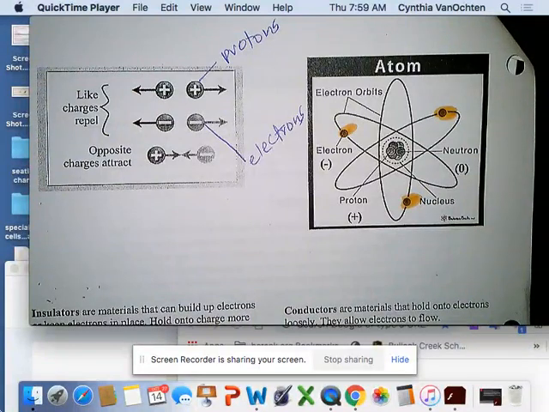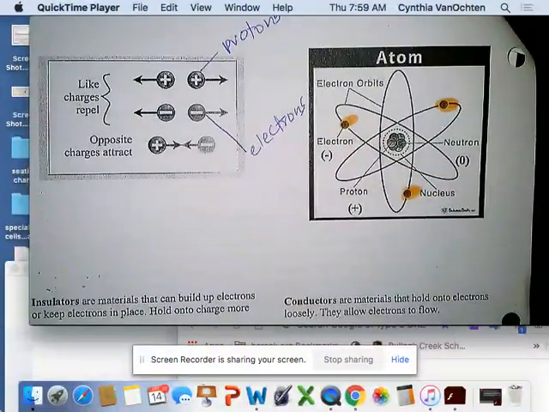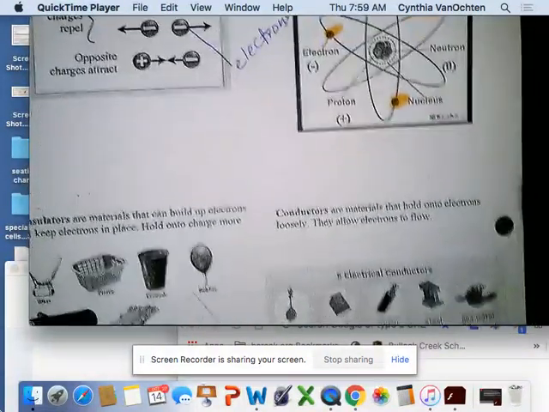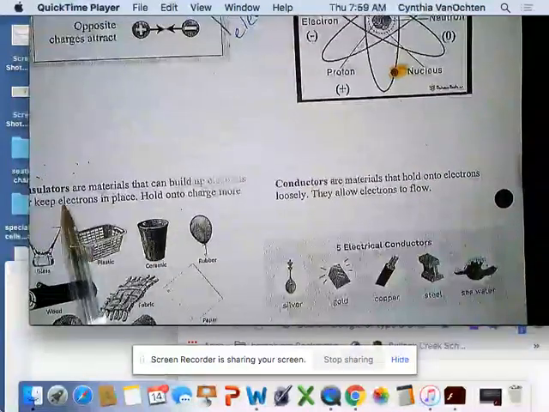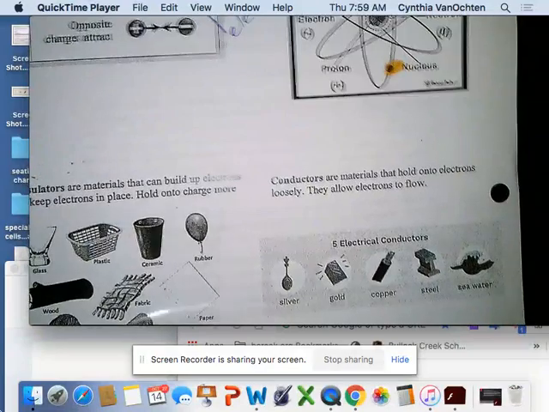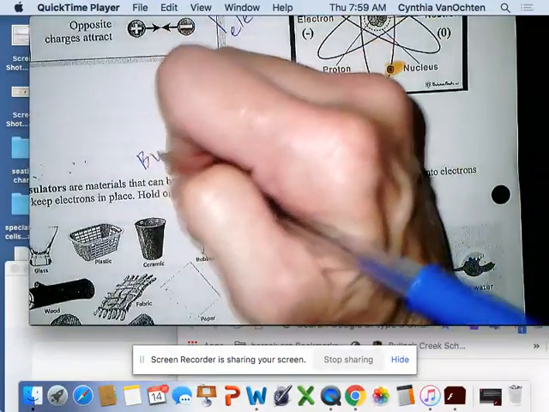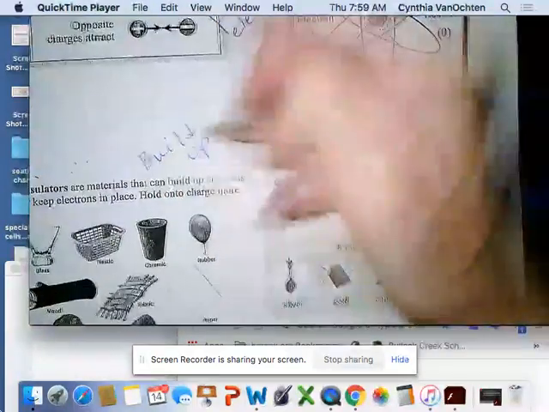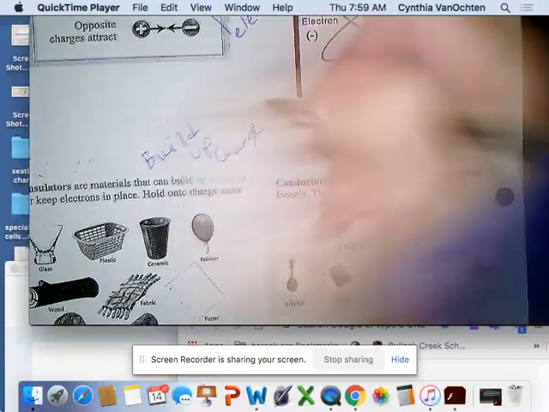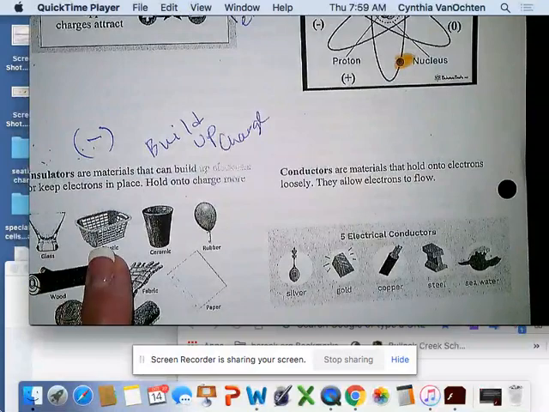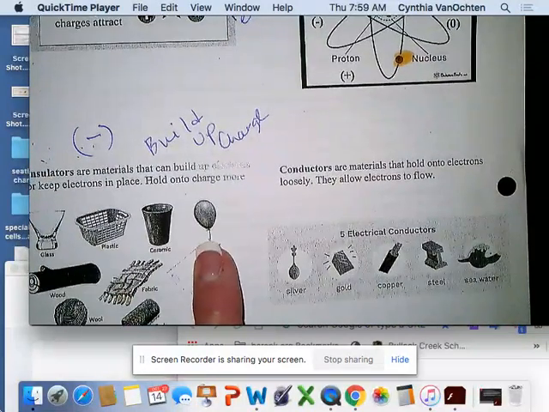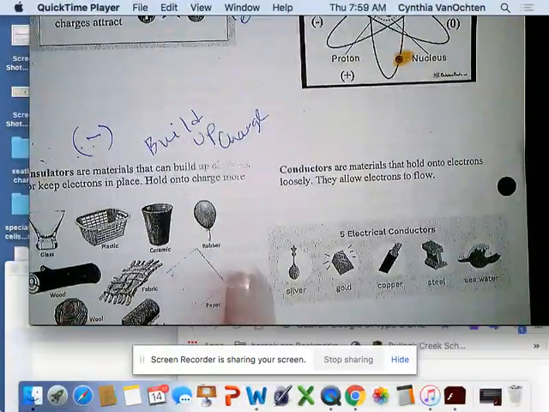Then two other things to be familiar with are an insulator and a conductor. A lot of you have told me you've talked about this before. Insulators are materials that can build up electrons or keep electrons in place. So they can build up charge. Okay? They can build up charge, and when they do that, they become negative. So glass will hold on to charge, plastics, rubber like a balloon, wood, different types of fabric, wool, paper.